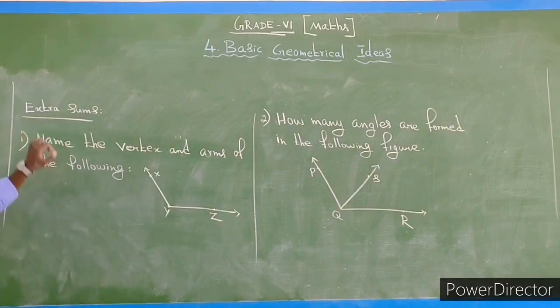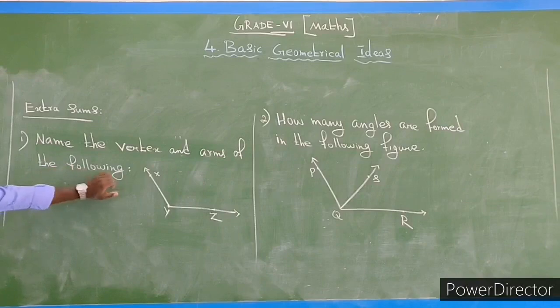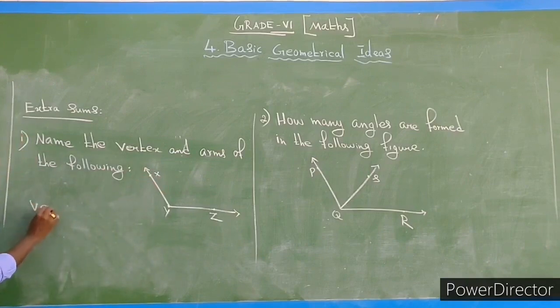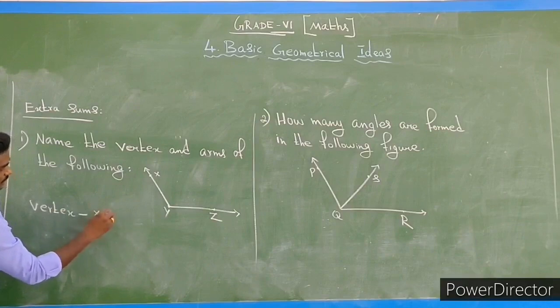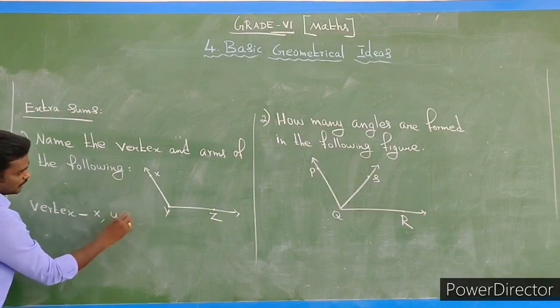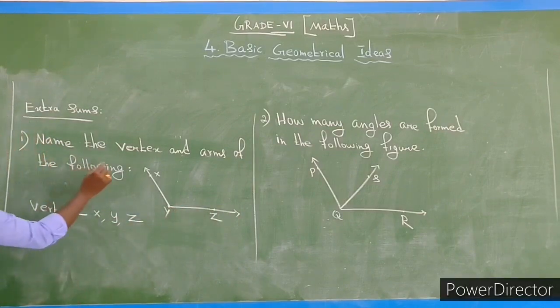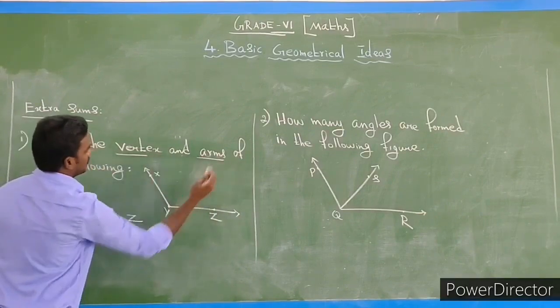Next, for extra sums: name the vertex and the arms of the following. So what are the vertices here? A vertex is a point lying on this figure. X is one of the vertices. What are the other vertices? Y and Z. So these are the three vertices of this diagram.